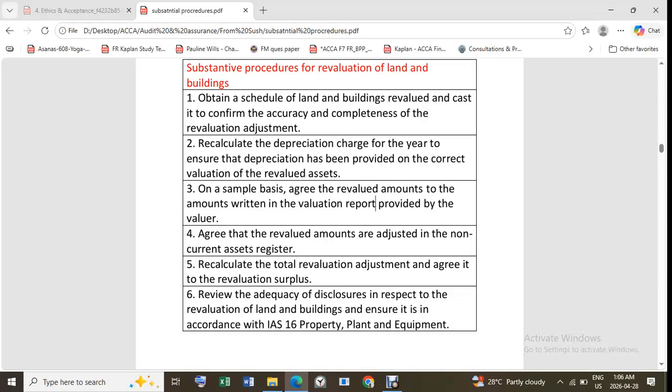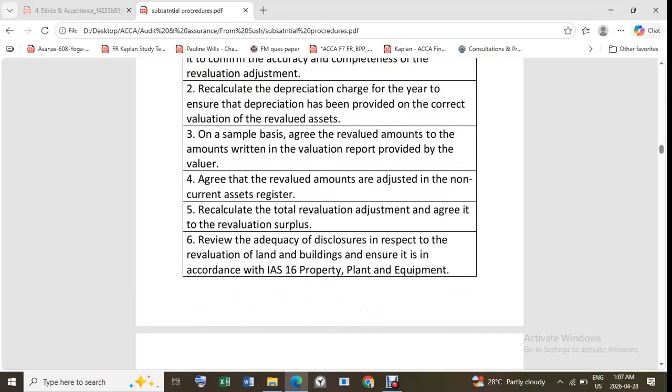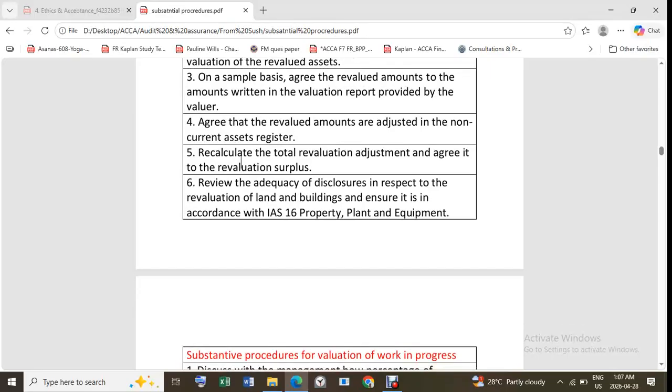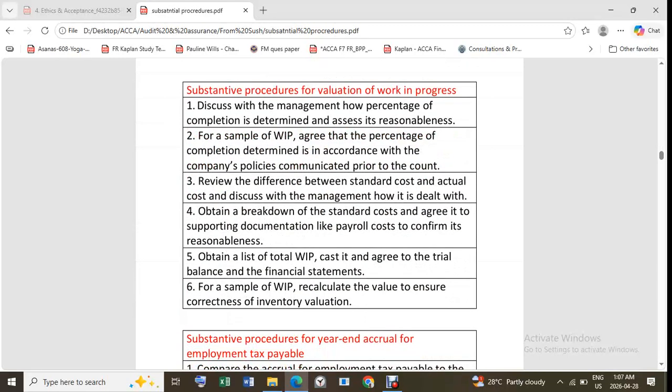Review the adequacy of disclosure in respect of the revaluation of land and building and ensure it is in accordance with IAS 16 Property, Plant and Equipment. Okay.